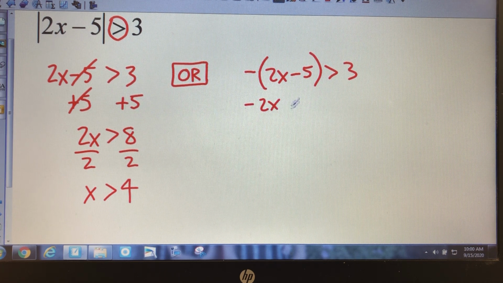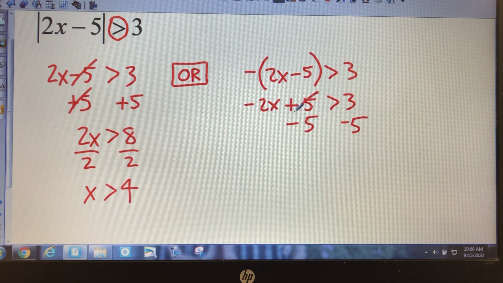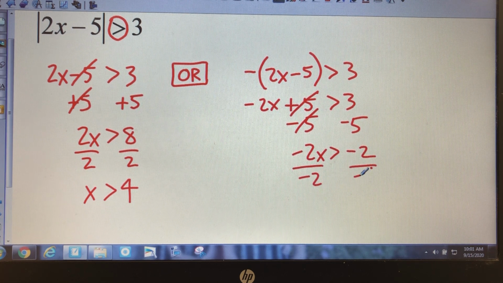Distribute your negative all the way through. To get your x by itself, we're going to subtract 5 and divide by -2. Now, do you guys remember with inequalities, what happens when we divide by a negative? We have to reverse that inequality sign. So x is going to be less than 1. Okay? So whenever you multiply or divide by a negative number, you have to reverse that inequality. So you hopefully learned that in Algebra 1.